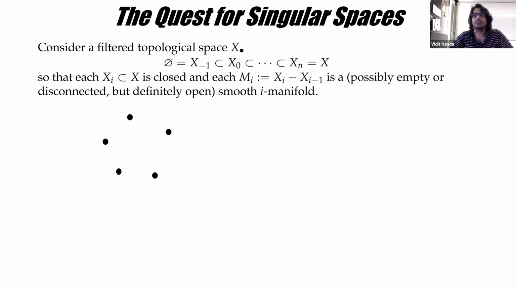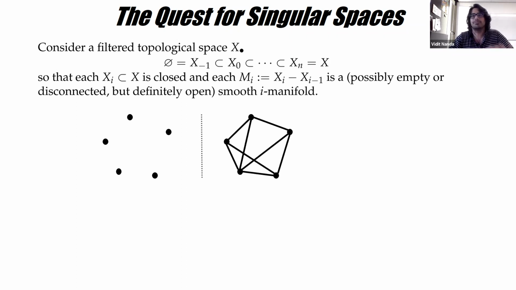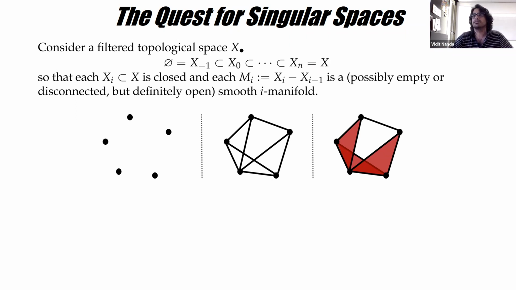And then you've seen these before. We've seen lots of these, at least in this workshop. So here X0 is just a bunch of points. The difference between X1 and X0 is just a bunch of open lines, edges. And then the difference between X2 and X1 is just a bunch of open 2 simplices, and so on. So we've built things like this before. So at each step, you're adding a manifold. And of course, for a simplicial complex, you're adding very nice manifolds, but that doesn't have to be the case in general.